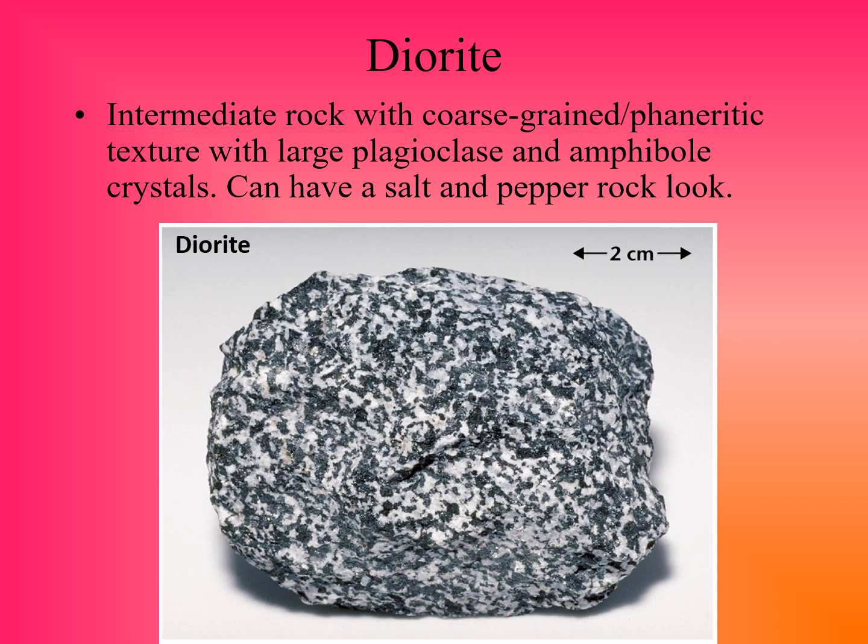Then we have diorite. That's our intermediate rock that formed slowly in the crust. And that's going to be coarse-grained or phaneritic with lots of plagioclase and lots of amphibole. So not a lot of real silica-heavy minerals like quartz and potassium feldspar and muscovite. A lot more middle of the road sodium or calcium rich plagioclases, and then amphiboles, right? And it tends to have this kind of salt and pepper look, right? Kind of equal parts light and dark.